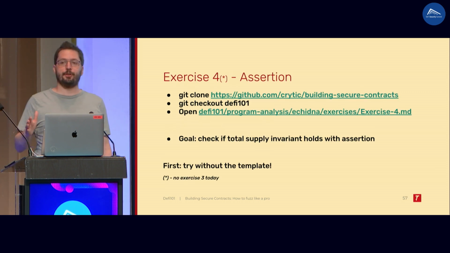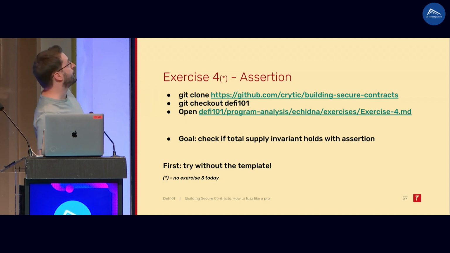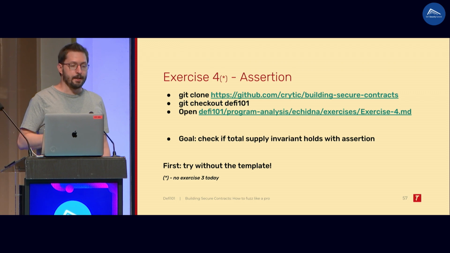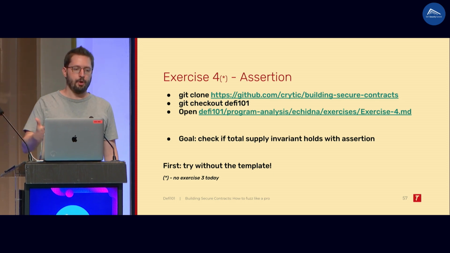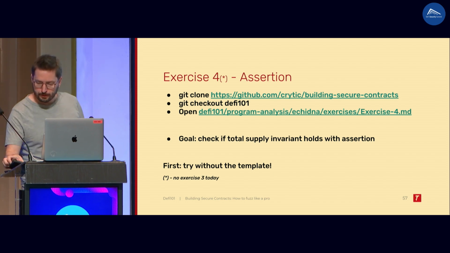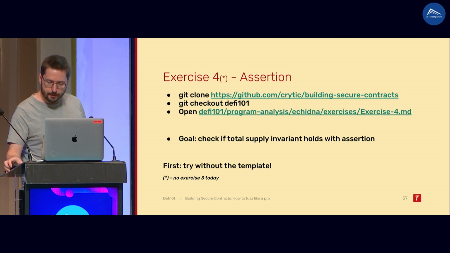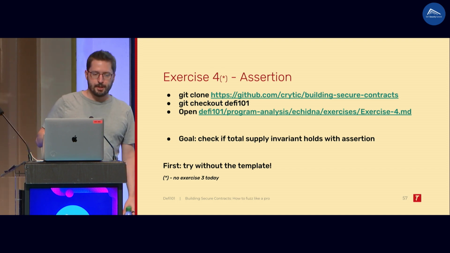For the next exercise, we are going to go to exercise 4. We are not going to do exercise 3 today. Here we are going to use the assertion mode, so instead of using an Echidna function property, we are going to use assertions. Let's take 10 minutes or so for this one.